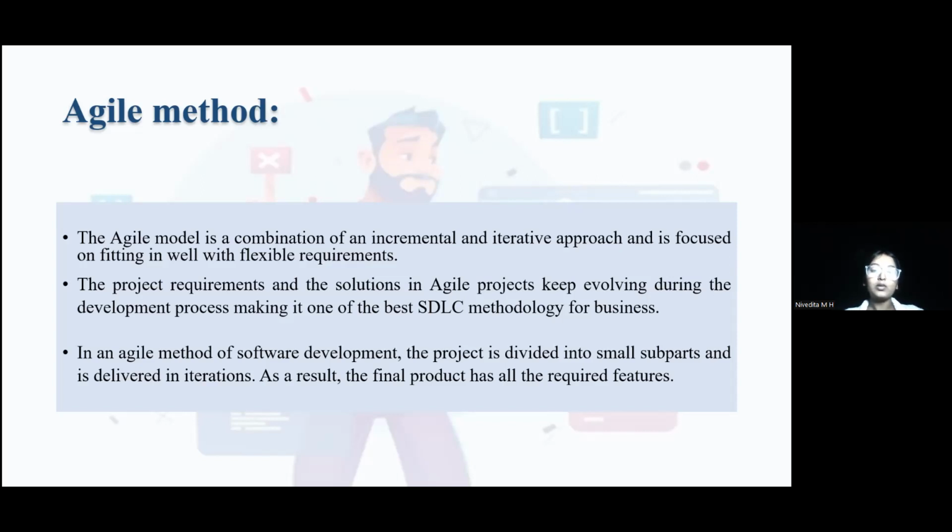So as already told, in agile method of software development, the project is divided into small subparts and is delivered in iterations. So every part is delivered separately. In waterfall model, the entire project is considered as one, but here in agile method, the different parts are tested differently, reviewed differently, and then all the parts are combined and integrated, and then that integrated part is also tested and reviewed. As a result, the final product has all the required features.